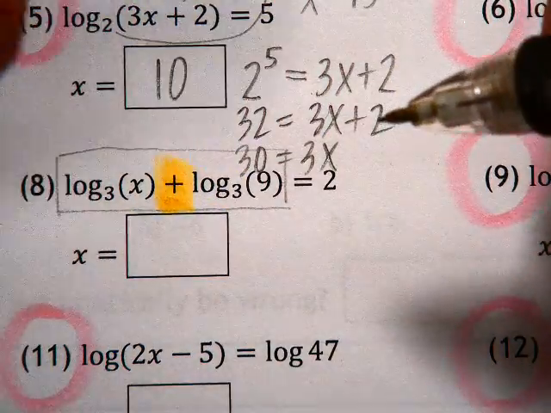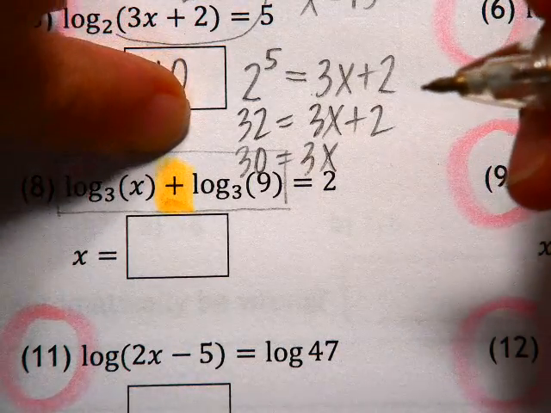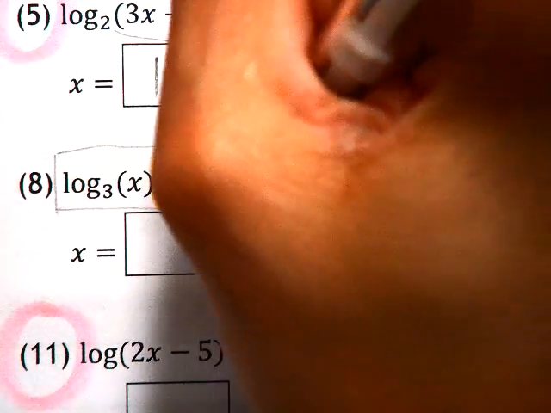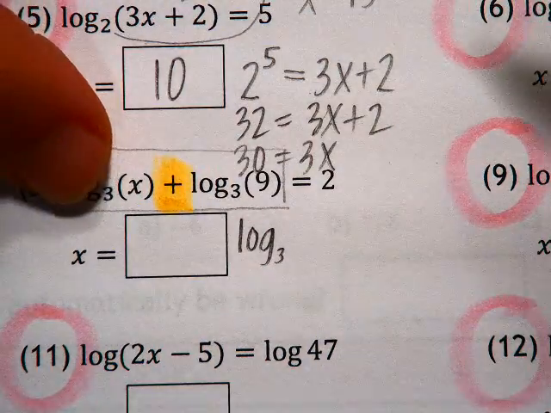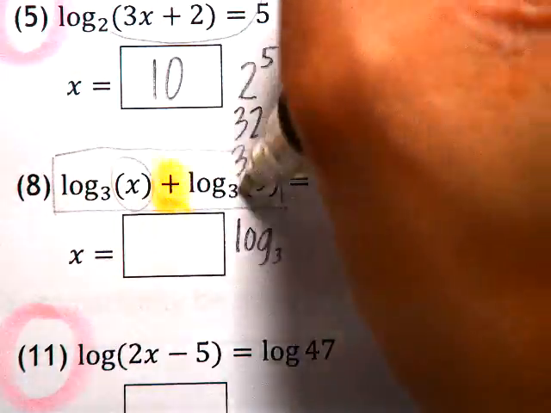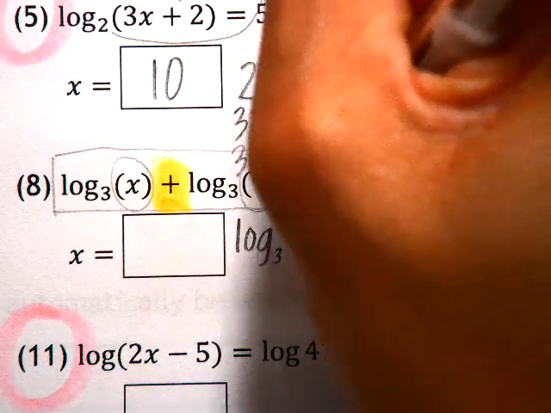So, because I want to merge together or condense together the two separate logs that have the plus sign between them, I know that I'll condense that by calling it log base 3, still a like term. But I'll multiply what's inside the logs. X times 9 is 9x.